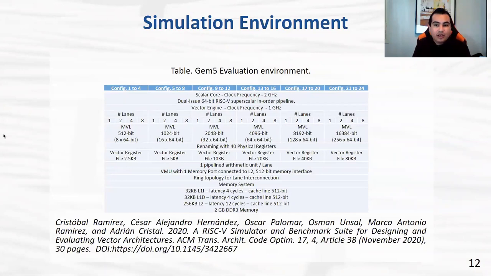And also the maximum vector length allowed varies from 512 to 16,384 bits. All the configurations implement renaming with 40 physical registers, leading to vector register file size from 2.5 kilobytes up to 80 kilobytes for the different configurations. We select the in order issue scheme. We select only one arithmetic unit per lane, and a ring topology was chosen. The designer is able to choose simpler or more aggressive configurations according to the research requirements.